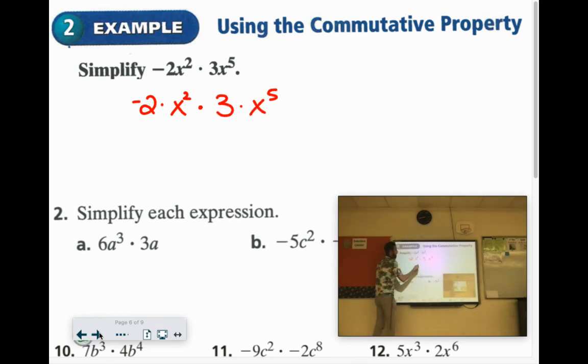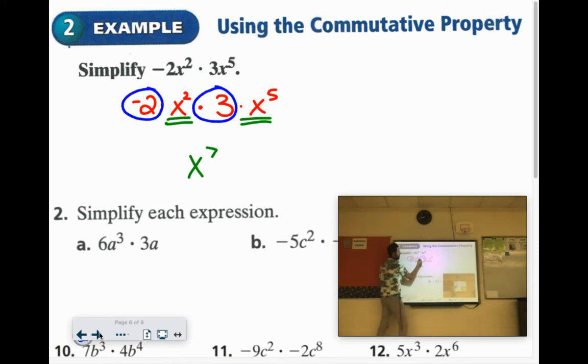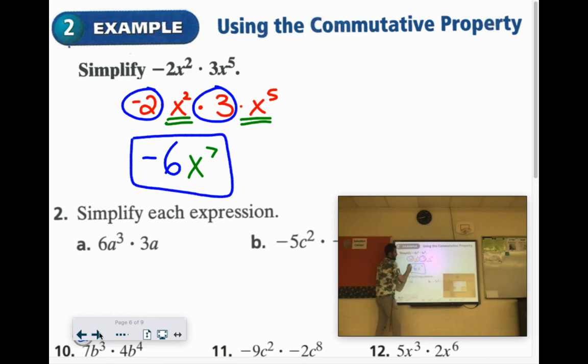Multiply what you can. X squared times x to the 5th, we add the exponents, that becomes x to the 7th. If you just had a problem that said negative 2 times 3, you can do that. Just multiply them like normal numbers. Negative 2 times 3 is negative 6. So if there are numbers out in front, you have the coefficients, just multiply them like normal, and then add the exponents of the like bases.